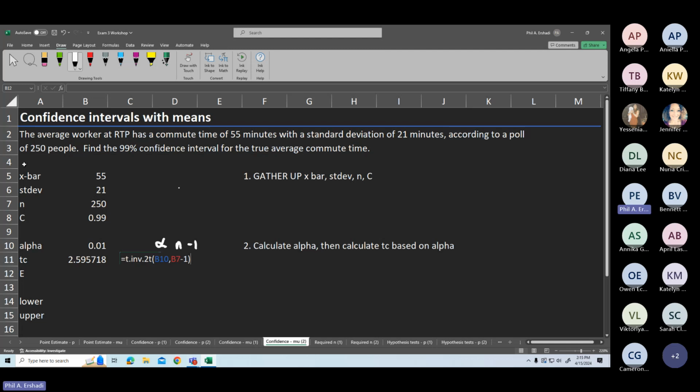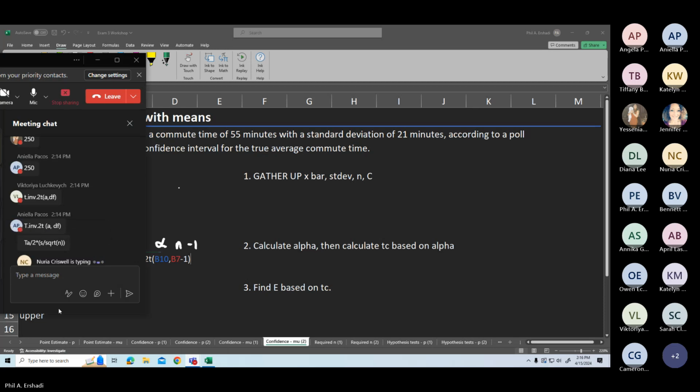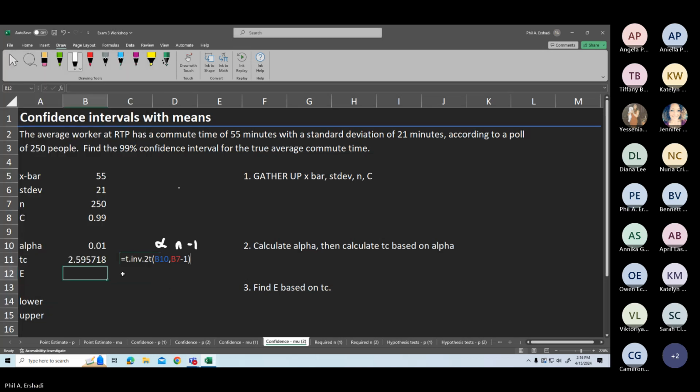Now that I have that, step 3 is going to be to find error based on T critical. So what formula do I use to get error? Someone's already one step ahead of me. So T, I notice you're saying alpha over 2, but you don't have to say alpha over 2. It's enough to just say t as far as I'm concerned, but some instructors might be more critical of that than I am. We're going to say equals t multiply standard deviation divide square root of n.